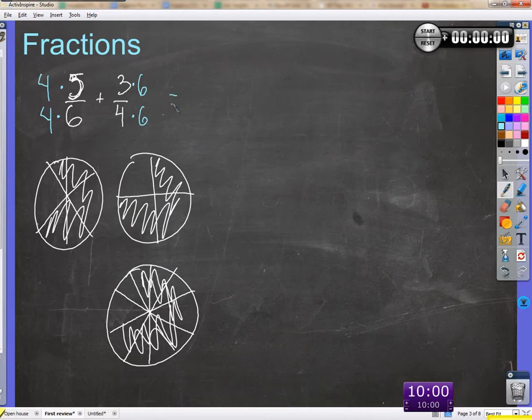So we have 20 24ths plus 18 24ths. Now there's something that's the same. Now we've made them comparable. So now we get 38 24ths. And that unifies them together.